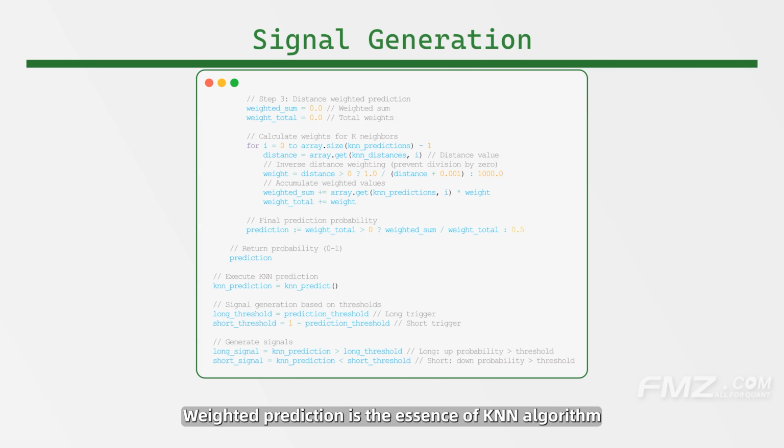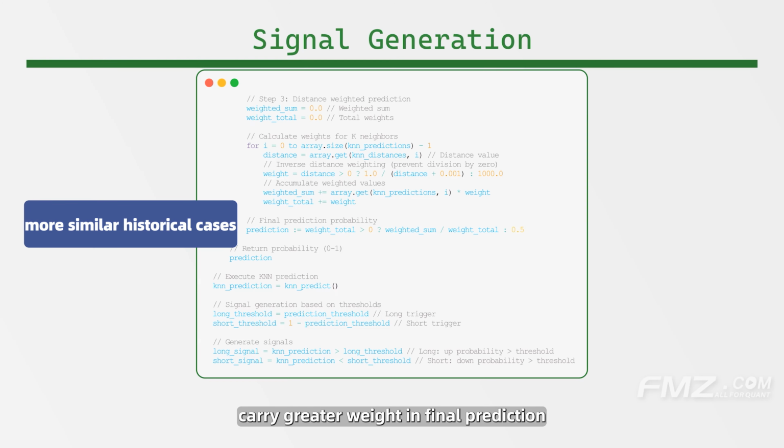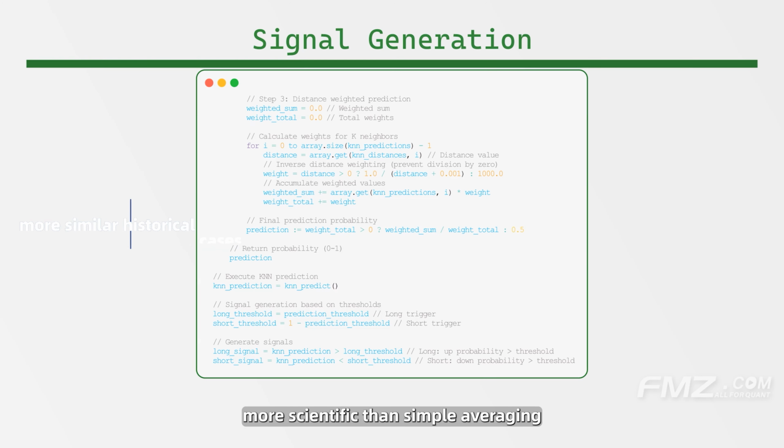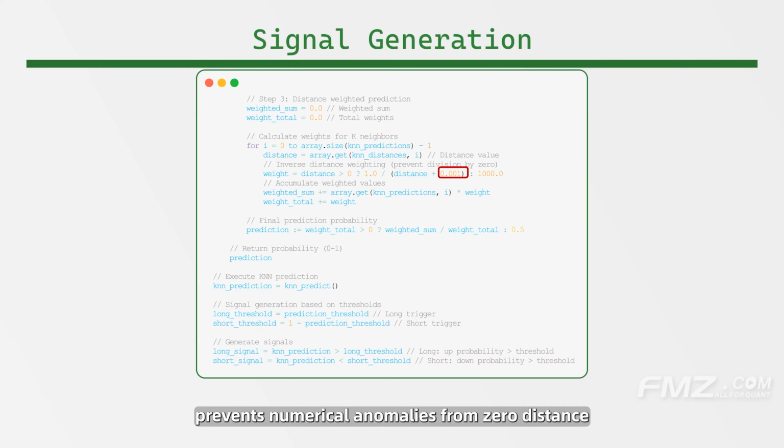Weighted prediction is the essence of the KNN algorithm, reflecting how distance affects prediction weight. Inverse distance weighting ensures more similar historical cases carry greater weight in the final prediction, more scientific than simple averaging. The 0.001 offset in the weight calculation prevents numerical anomalies from zero distance, showing attention to engineering details.